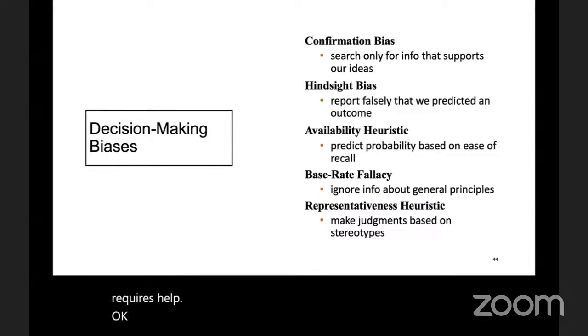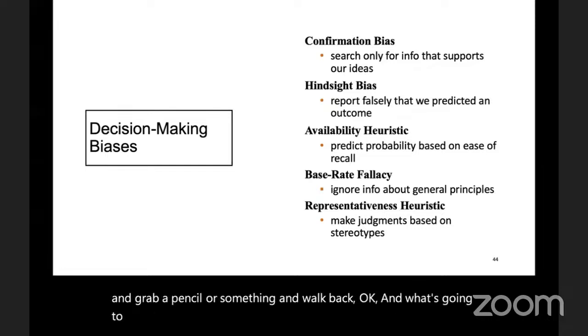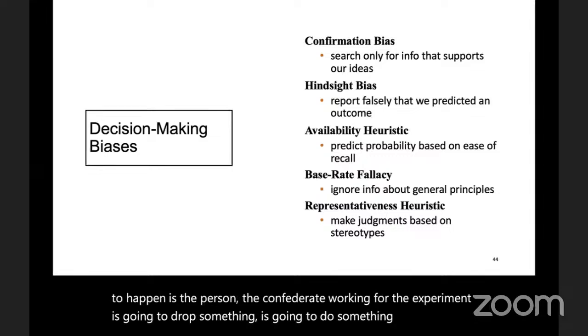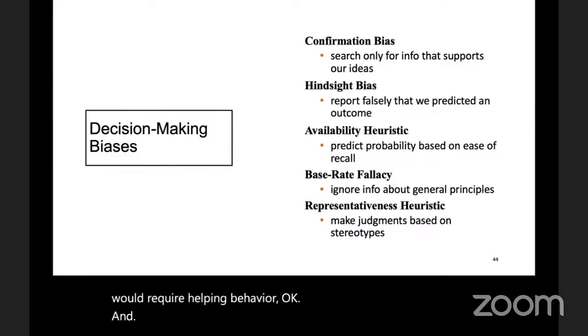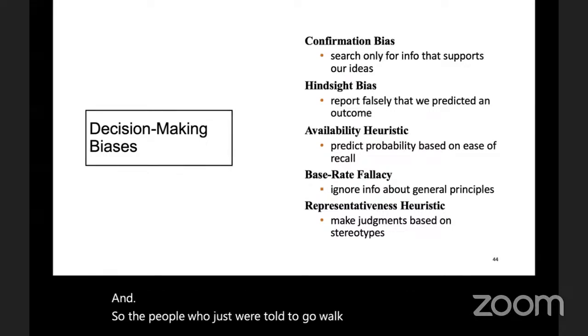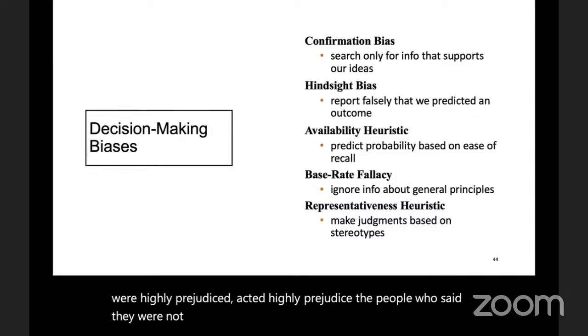In the first case, we have them just walk to the end of the hall and grab a pencil or something and walk back. What's going to happen is the Confederate working for the experiment is going to drop something, or do something that would require helping behavior. The people who were just told to go walk, the highly prejudiced people acted highly prejudiced. The people who said they were not prejudiced acted not prejudiced by engaging in helping behaviors or name calling or those kinds of things. Those were the measures that were used.